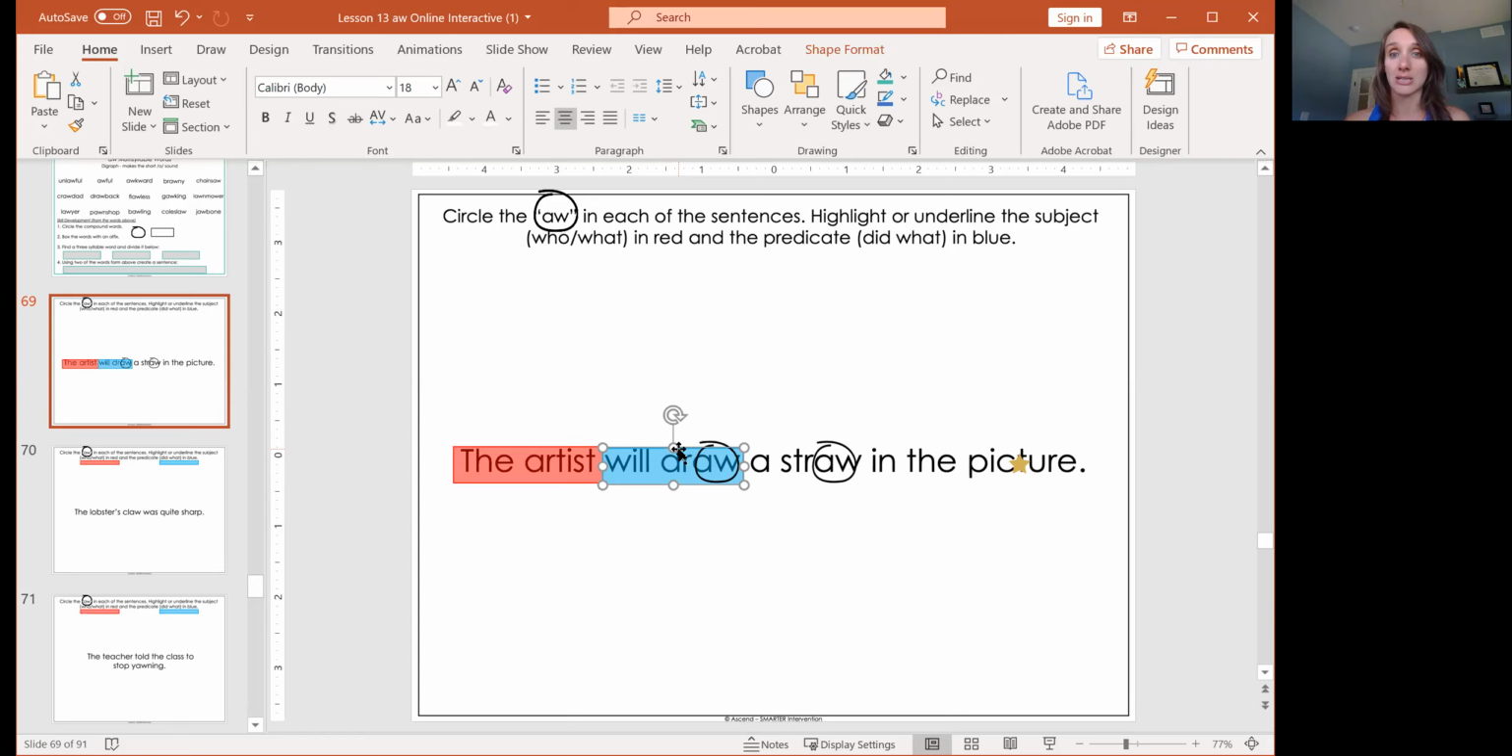The reason that we want students to be visualizing is because that's how they comprehend. So in order to really truly comprehend, we need to know who or what did what. And that's really the purpose of being able to find the subject and the predicate, is to be able to have comprehension of the sentence.